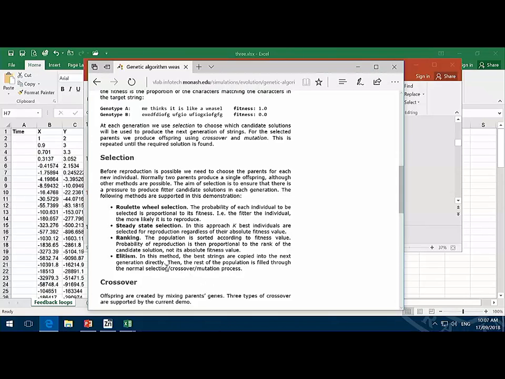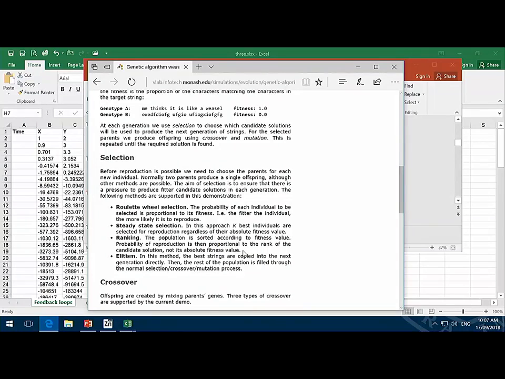Okay, elitism is that the best strings are copied directly through so that they stay unchanged, and then the rest of the population is filled using the normal approach. Does that make sense to you? So elitism just says, let's keep the best one.